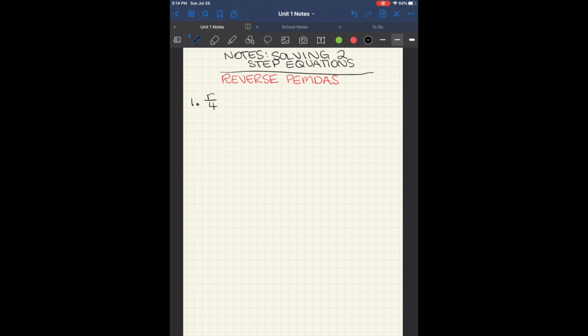So for our first example, we have r divided by 4 minus 12 equals negative 5. So first we're going to add 12 to both sides because adding and subtracting comes first. So now we have r over 4 equals 7. Then we're going to multiply both sides by 4 to get rid of the divided by 4, and we get r equals 28.